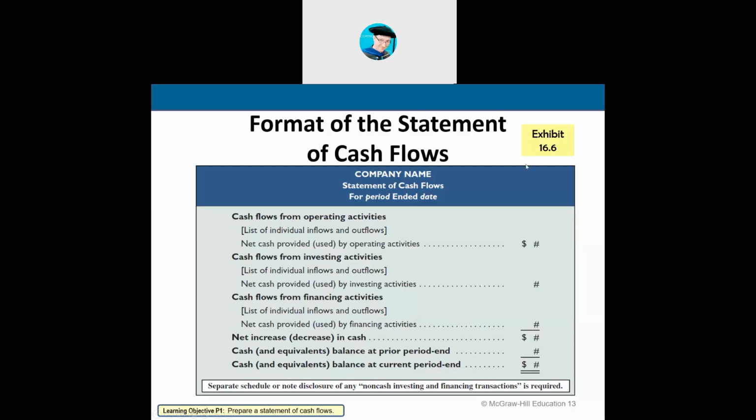We add our net cash flow for operating plus investing plus financing equals the increase in cash flow, plus or minus the cash at the end of the prior year, depending on what it was at the end of the prior year, equals the cash and cash equivalents for the current period end.